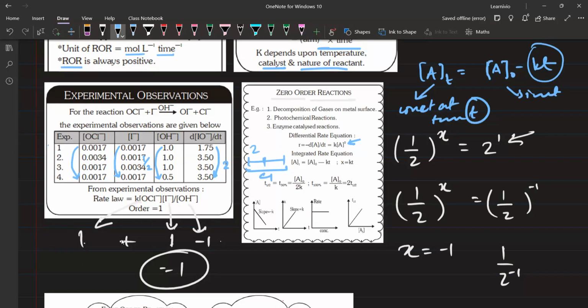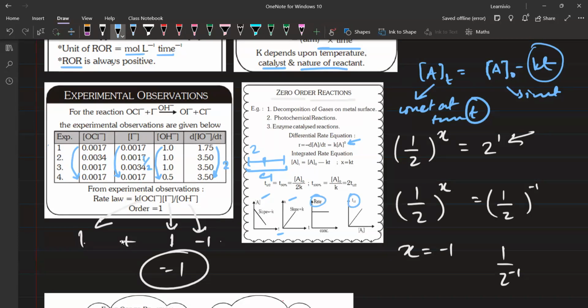Now, there are different graphs. If you see the concentration of reactant versus time, the concentration of reactant will slowly decrease. If you see the amount reacted versus time, the amount reacted will slowly increase. If you look at the rate versus concentration, since rate is not dependent on concentration because it is a zero order reaction, it will be a straight line that is parallel to the x-axis.